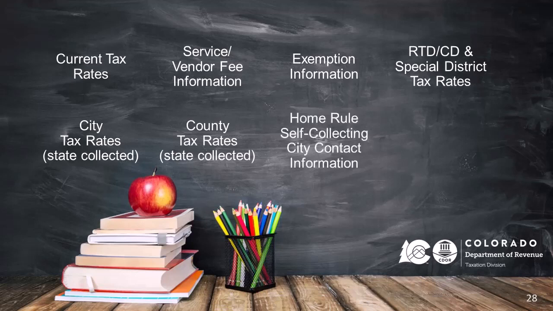The DR 1002 is where you can find the contact information for all home rule self-collecting cities. You can find it on our website at Tax.Colorado.gov under the Forms tab on the homepage under Forms by Tax Type or Forms in Number Order. You can use Control F on your keyboard and enter the form number to locate it quickly.